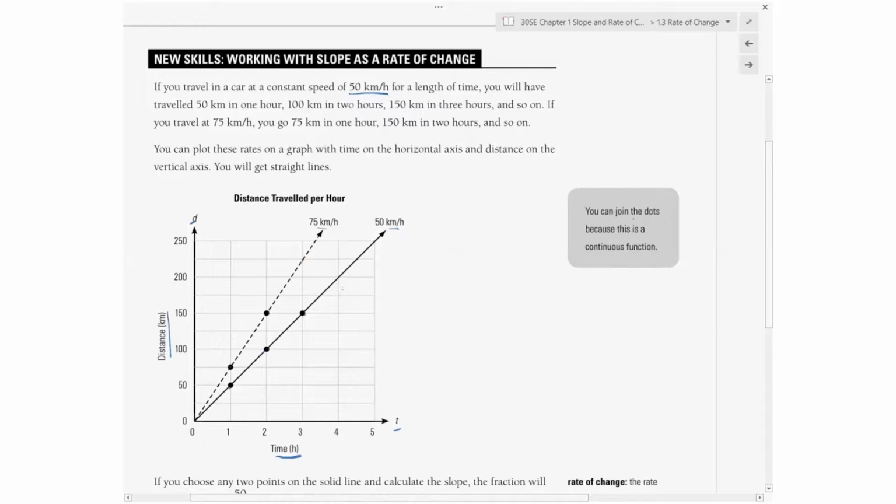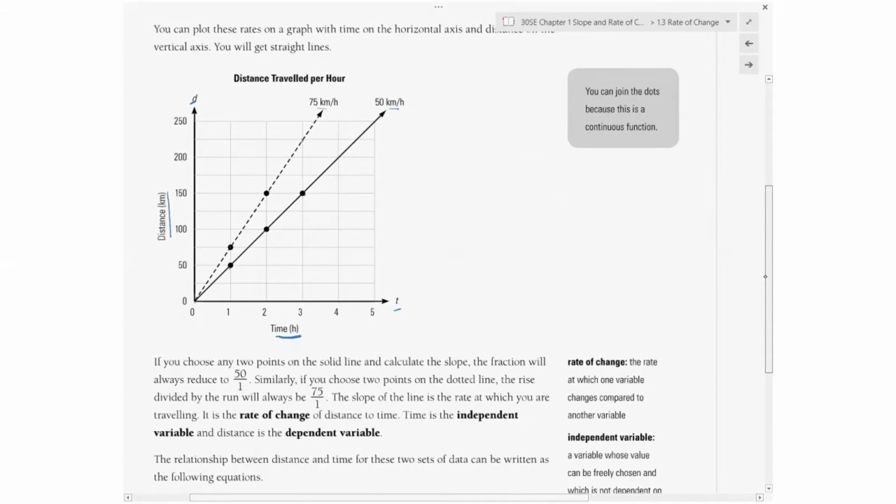We can join the dots because this is a continuous function. We're not sitting here in Winnipeg and suddenly instantaneously an hour later we're 50 kilometers away. We gradually got closer, so we connect the dots here. Okay, so it's important to know when to connect the dots and when not to.